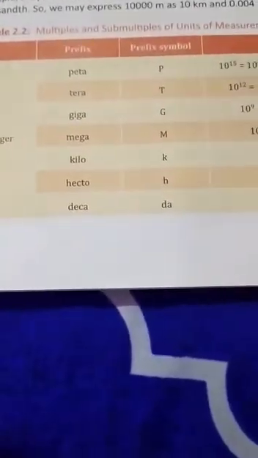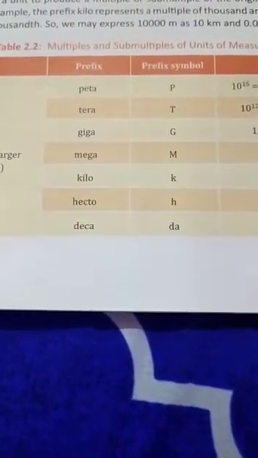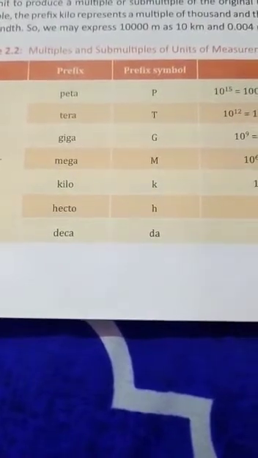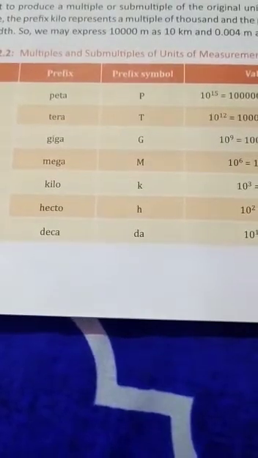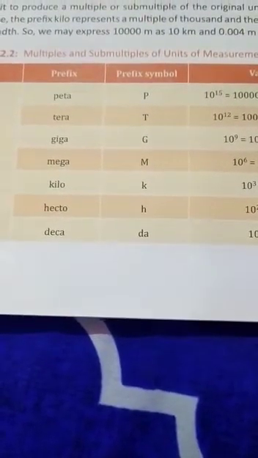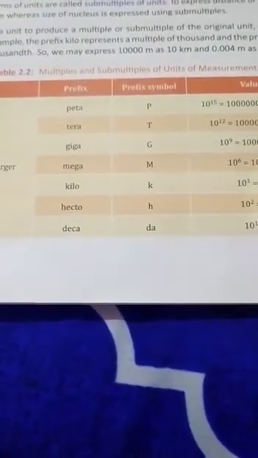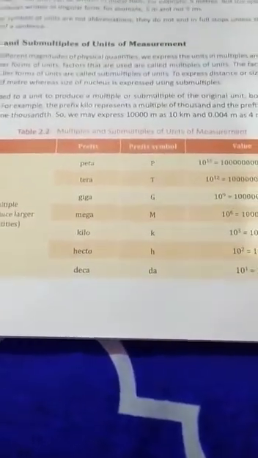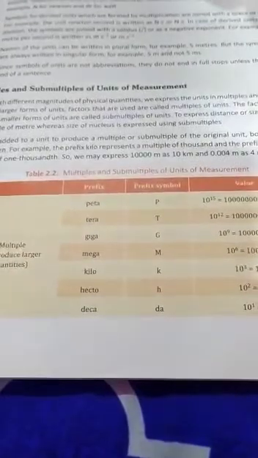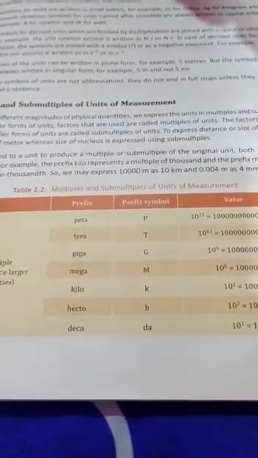Now come to table 2.2, multiples and submultiples of units of measurements. To create larger forms of units, the factors that are used are called multiples of units. The factors which help in getting smaller forms of units are called submultiples of units. You can see here peta 10 to the power 15, tera 10 to the power 12, giga 10 to the power 9, mega 10 to the power 6, kilo 10 to the power 3, hecto 10 to the power 2, deca 10 to the power 1, which is 10.